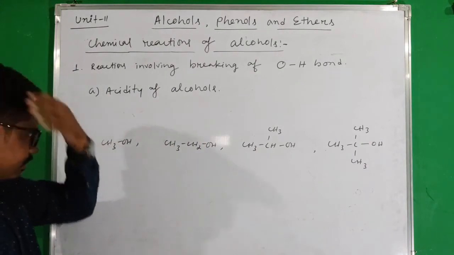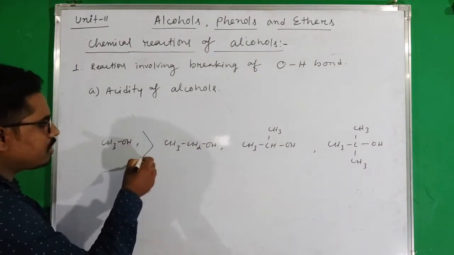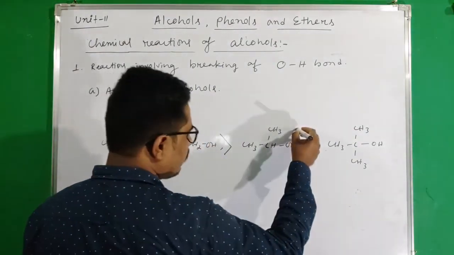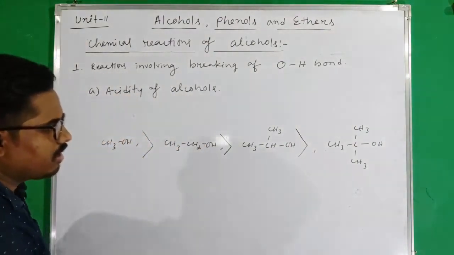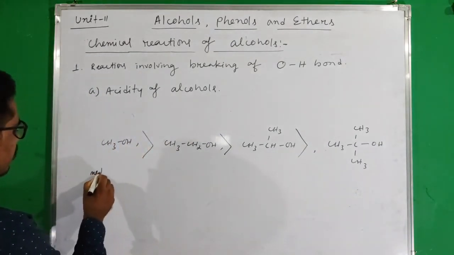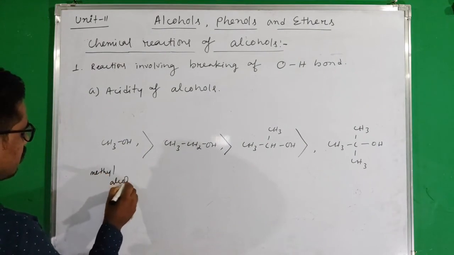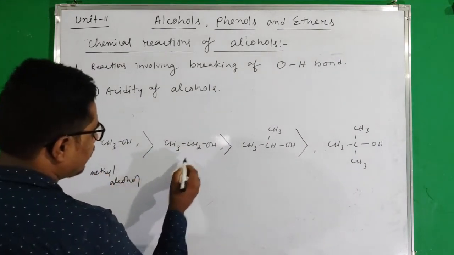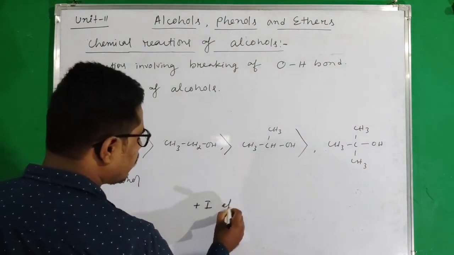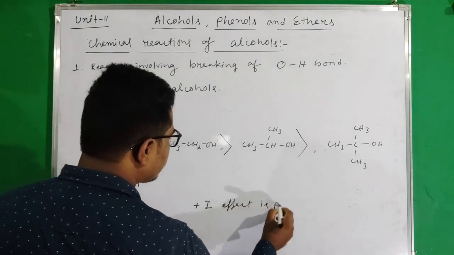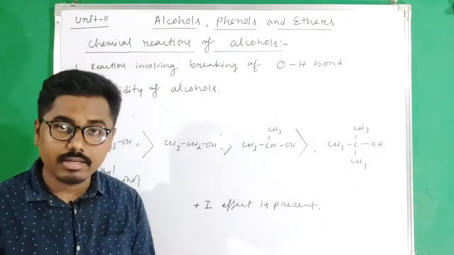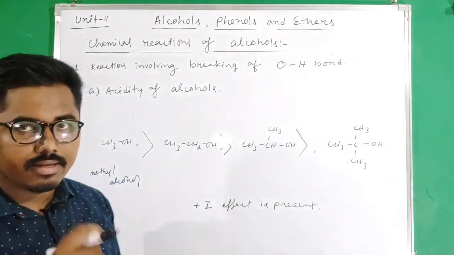And now if we compare, then the acidity of methyl alcohol is higher than primary alcohol, and the acidity of primary alcohol is higher than secondary alcohol, and the acidity of secondary alcohol is higher than tertiary alcohol. The reason is, when alkyl groups are present, then positive inductive effect is present, that is plus I effect is present, and about plus I effect you have already studied in class 11.